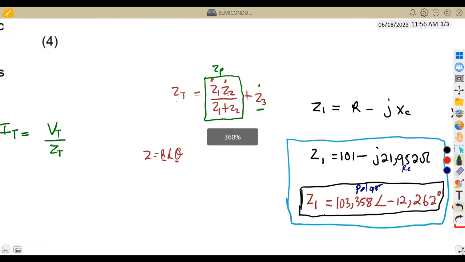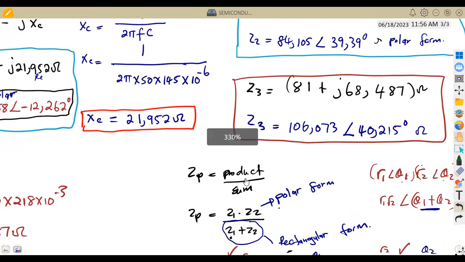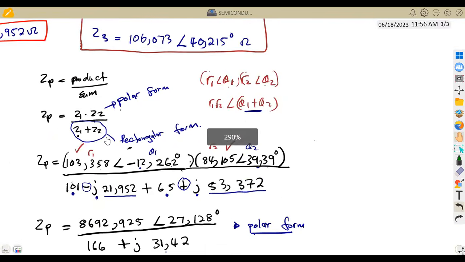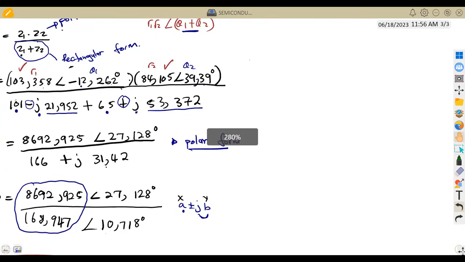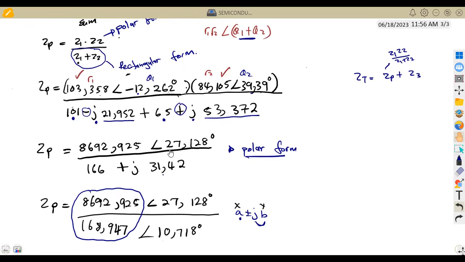So let me have it this side. Let me reduce again to this point. I hope you understand me, guys. Let me rewrite this on this part here. What I'm saying is that our ZT is supposed to be equal to ZP plus Z3, where ZP is from the product over sum, Z1 Z2 over Z1 plus Z2, that we calculated. This is the one that we had here, our parallel combination.